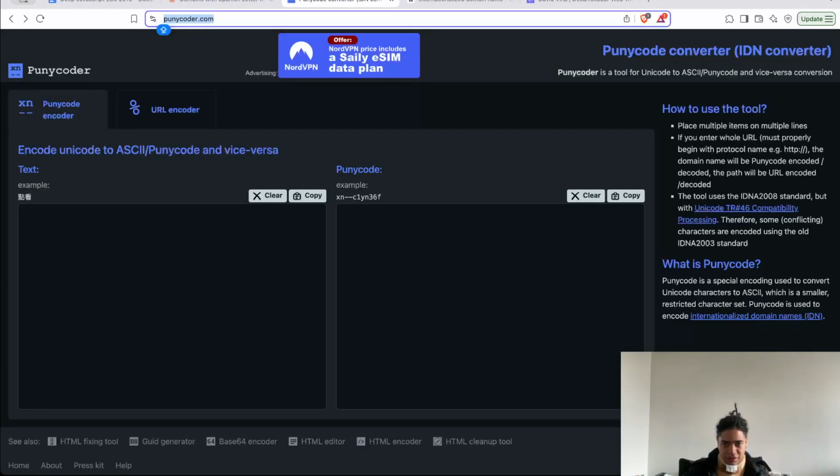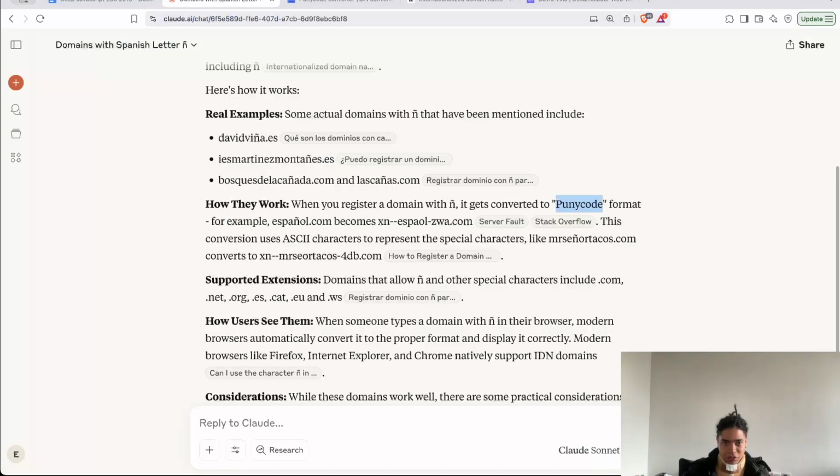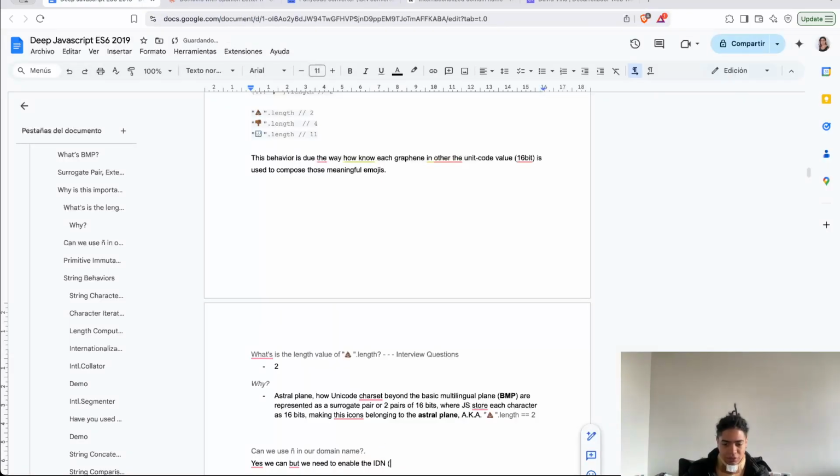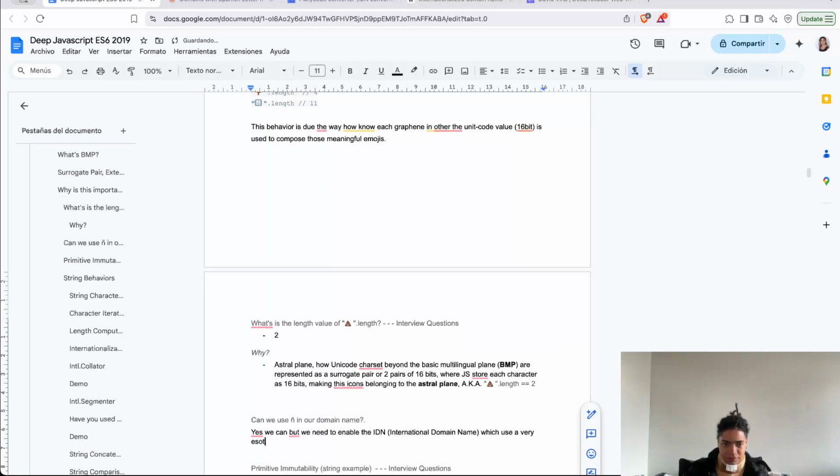What does this mean? It's the international domain name, which uses a very esoteric character set called Unicode.